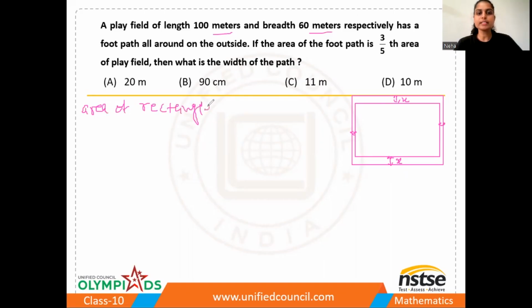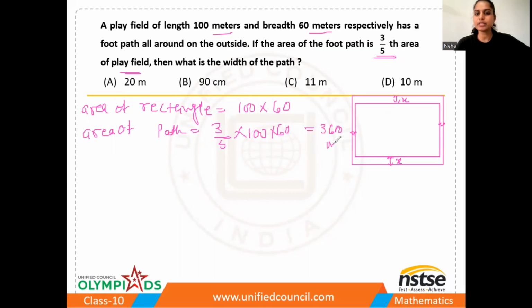Area of rectangle is nothing but length into breadth. That means it is 100 multiplied by 60. Correct. Now it is given that the area of the footpath is 3/5 of the area of play field, right? So we can say that area of path is nothing but equal to 3/5 multiplied by 100 multiplied by 60, right? Which is nothing but 3600 meter square. Perfect. This is also done.